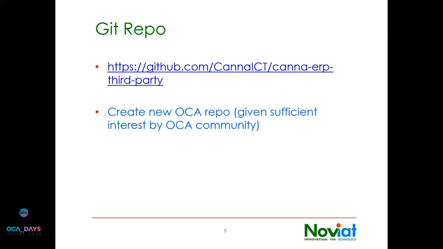Currently, the code is published on the URLs you see here, github.com, ICT, IRP third party. If we see that there is sufficient interest within the OCA, I think this actually deserves its own repo with its own PSC in order to actually move it forward to new releases, develop the roadmap, and develop it for other users as the sponsoring project. That's really it for my part.